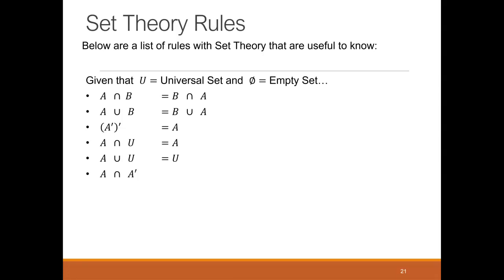A intersect A complement. So what is in common between the set of dogs and the set of not dogs? Nothing, right? So this should be empty, right? If I take the intersection of a set with its complement, that should be the empty set. How about the union? What's the set of dogs or not dogs? Should be everything, right?